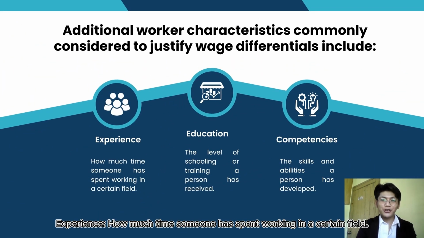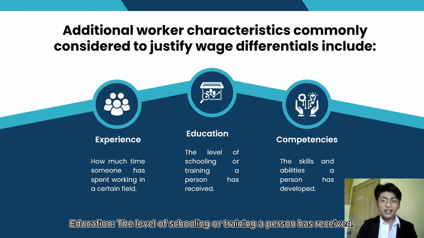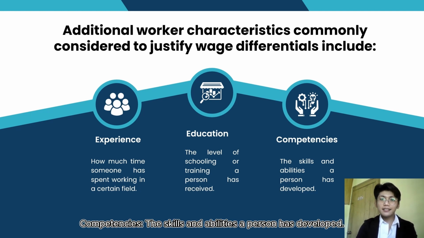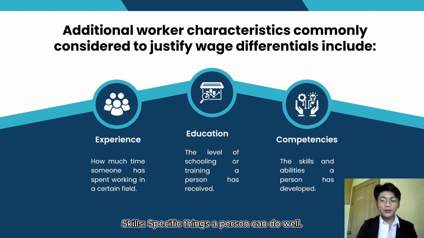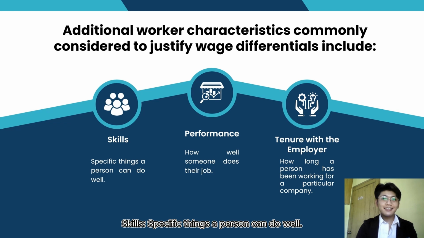These include: first is experience. It is how much time someone has spent working in a certain field. Second is education, the level of schooling or training a person has received. Third is competencies, the skills and abilities a person has developed. Fourth is skills. It is the specific things a person can do well. Fifth is performance. It is how well someone does their job. And lastly, tenure with the employer. It is how long a person has been working for a particular company.